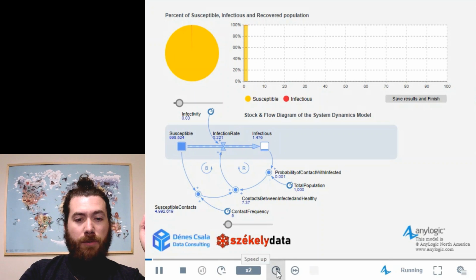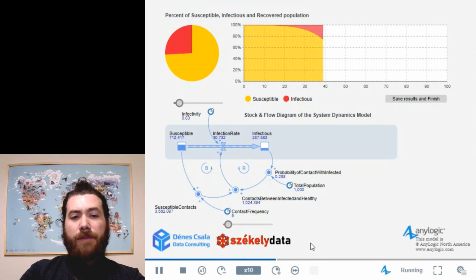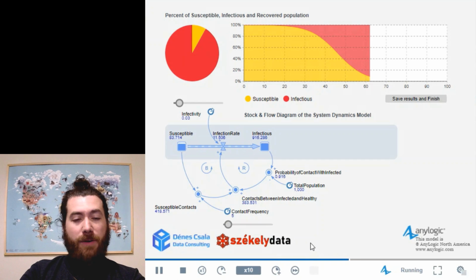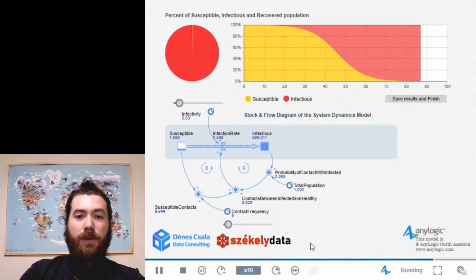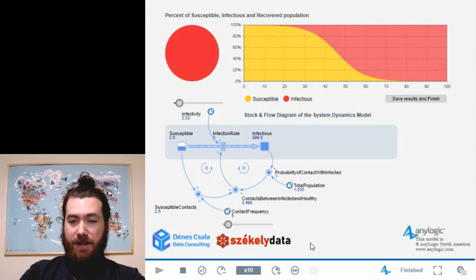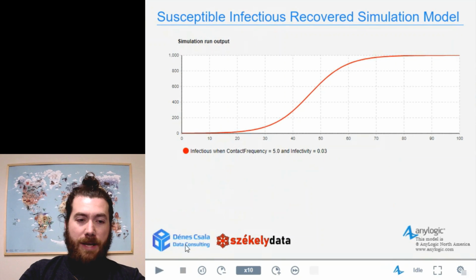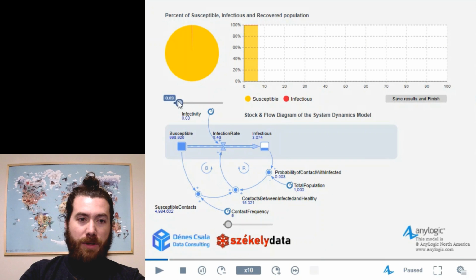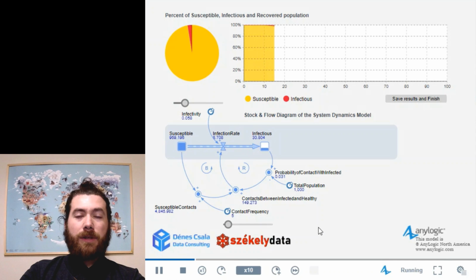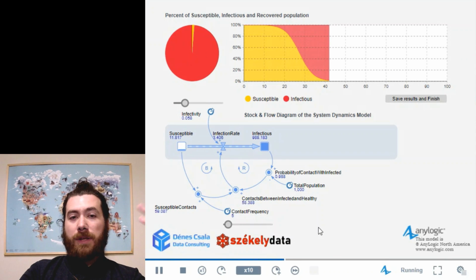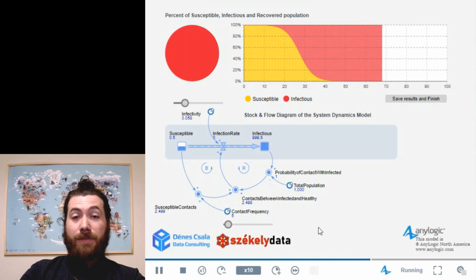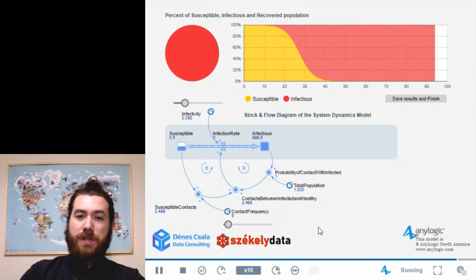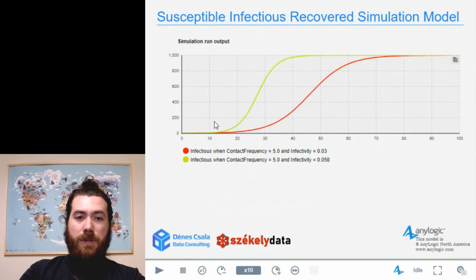So then if we run our model like this, then we can see that with an average contact frequency of 5 people per day or 5 people per time unit, we get the entire population infected in 80 days or so. And then, of course, as expected, if we increase our infectivity, let's say to double what it was initially, then of course the entire population gets infected in half the time, so like 40 days.